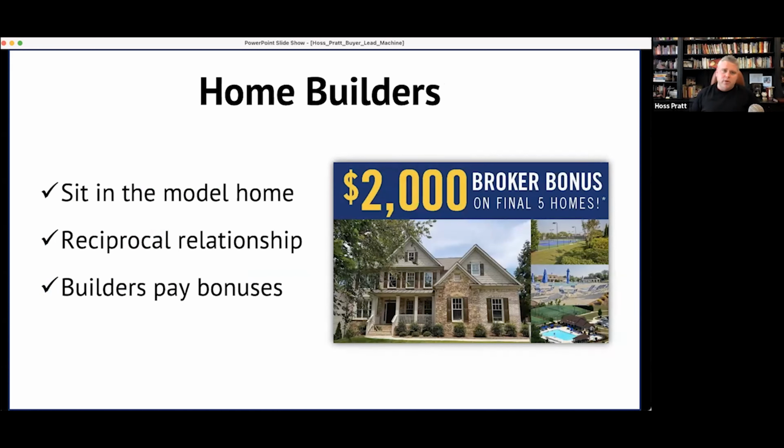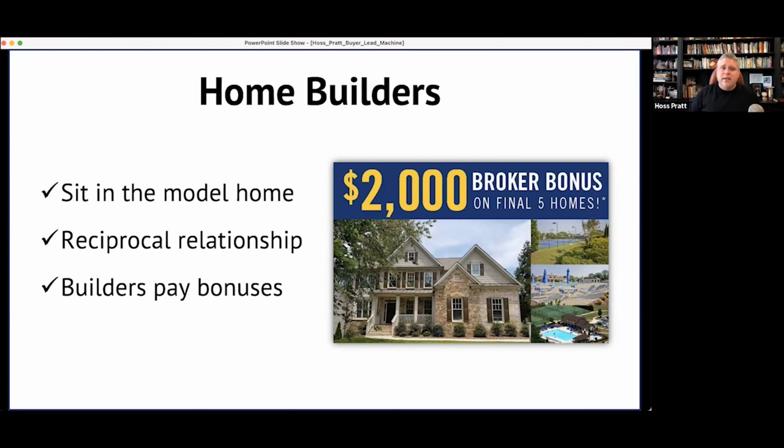Next is home builders. A great way to get in relationship with home builders is to offer to sit at their model homes. If you don't want to sit at their model homes, then go meet with the home builders, set it up, run it as a system, get your buyer's agent to go out there and sit on Saturday and Sunday at the builder open. So this is a great way to not only generate buyer leads, but it's also a great way to get in relationship with builders.